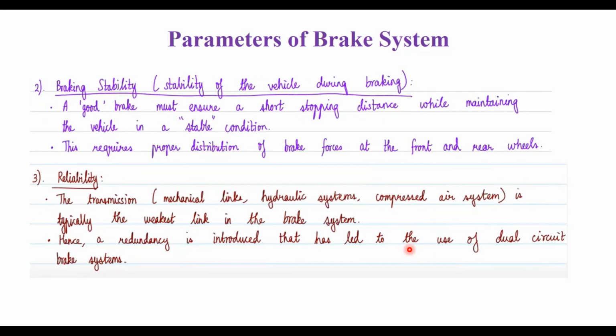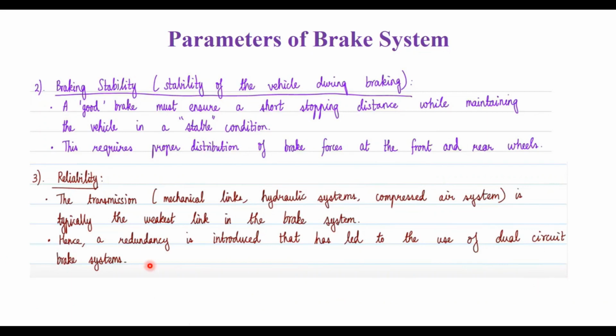Where you have a lot of transmission parts such as mechanical links, hydraulic systems, compressed air systems. So all these are the braking system, for example hydraulic brake system or air brake system or drum brake or disc brake, mechanical link. Basically, the transmission system is typically the weakest link in the brake system. Since this is the weakest link, you need to have better reliability for these links, and hence you need to introduce redundancy, which has led to the use of the dual circuit brake system.